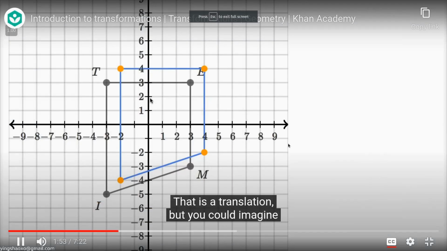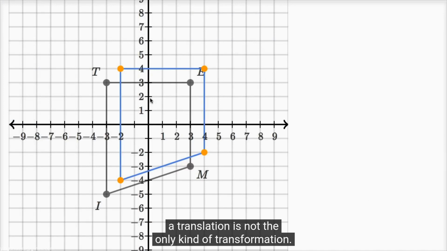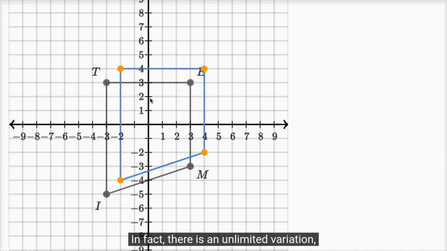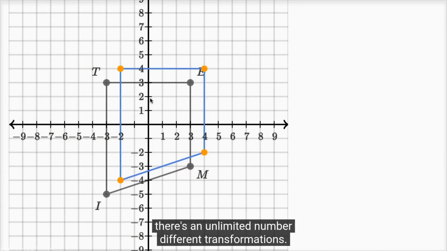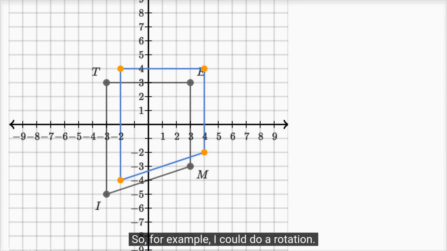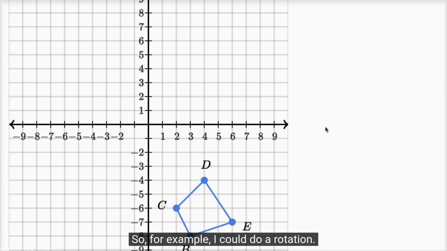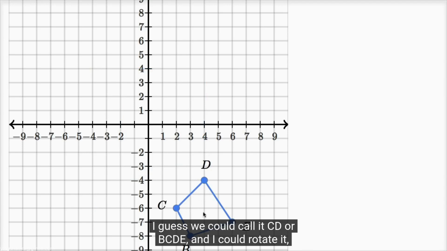That is a translation, but you can imagine a translation is not the only kind of transformation. In fact, there's an unlimited number of different transformations. So, for example, I could do a rotation. I have another set of points here that's represented by a quadrilateral, I guess we could call it BCDE, and I could rotate it.